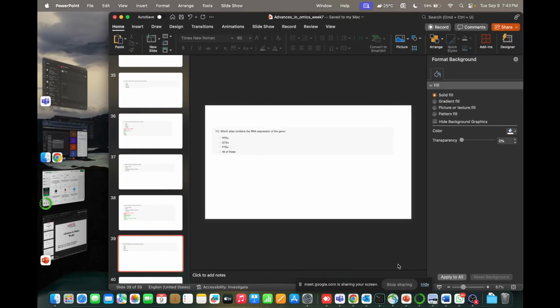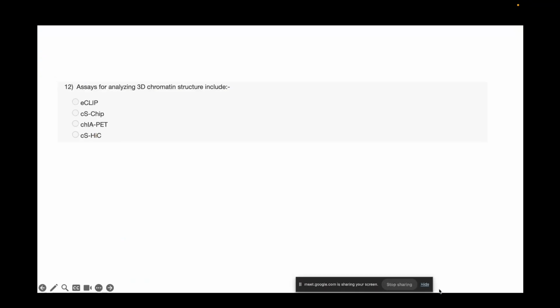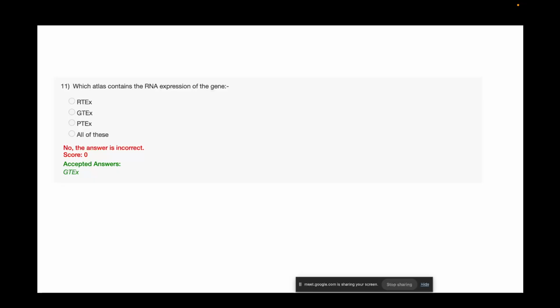Yeah. Option B is correct because the other ones do not exist. So yeah, GTEX is the correct option.